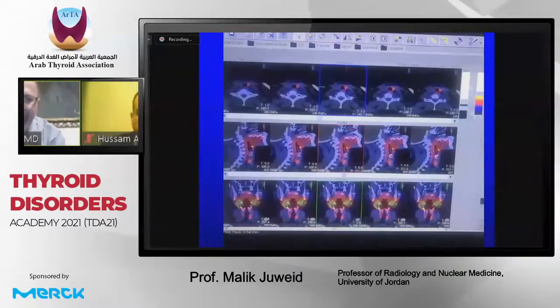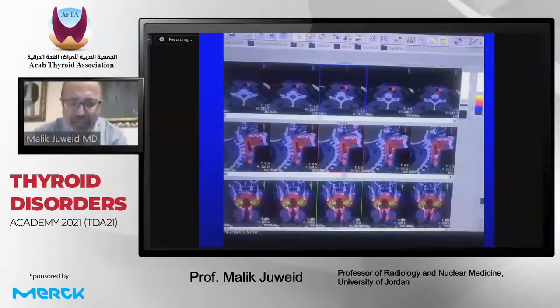This is the same patient having a SPECT CT scan clearly showing the left inferior pole parathyroid adenoma here on the coronal images, and you can see it on the axial images also posteriorly. So this is a SPECT CT, basically a fused image, fusing the sestamibi image with a CT image.